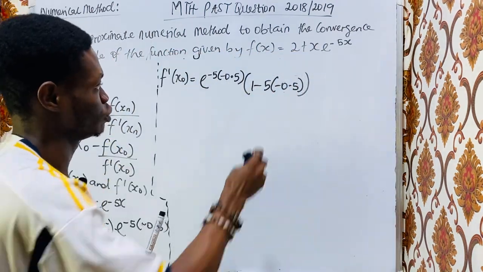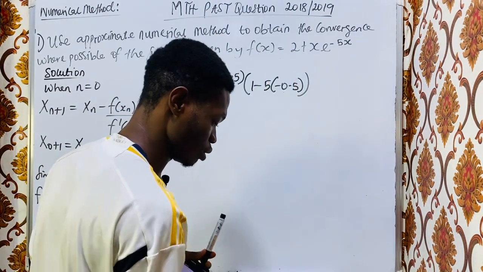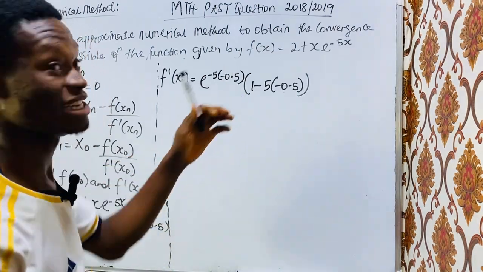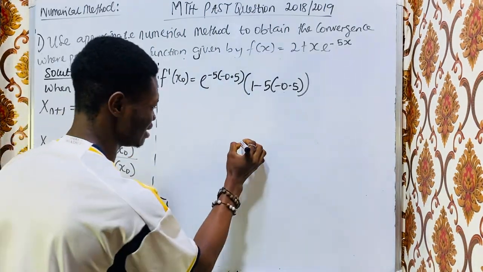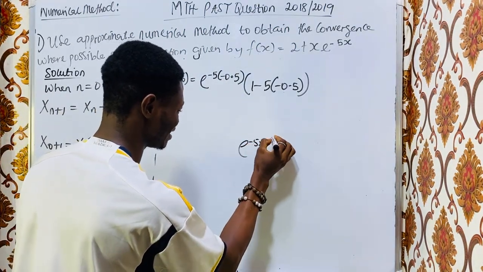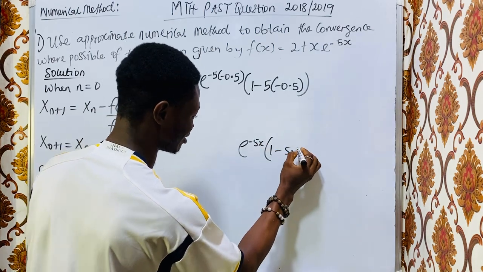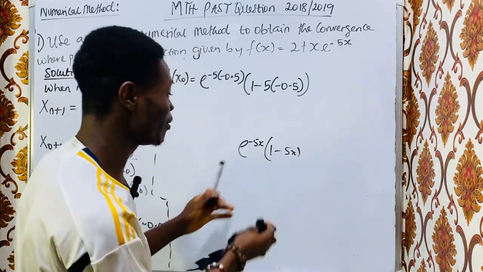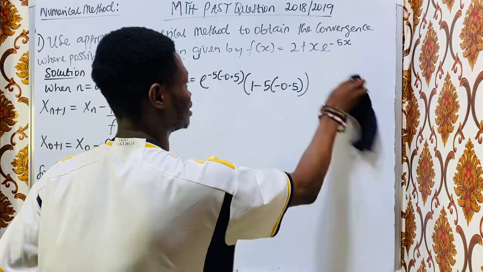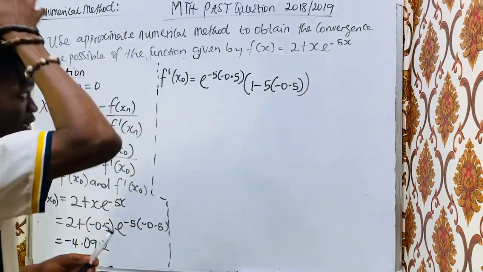I'm supposed to have this in my mind, so I think I have it. Let me check it again. It's negative 5x, 1 minus 5x. Okay, I have it in my mind. This will be helpful so that I will not start writing it all over again.